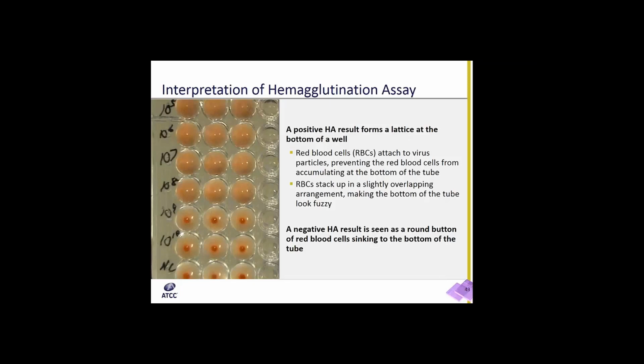To determine the titer: titer is expressed as a reciprocal of the highest dilution of virus that causes a lattice formation with RBCs, or red blood cells. The titer for eggs is expressed as egg infectious dose, and the method of Reed and Muench is used for calculating an endpoint titer.